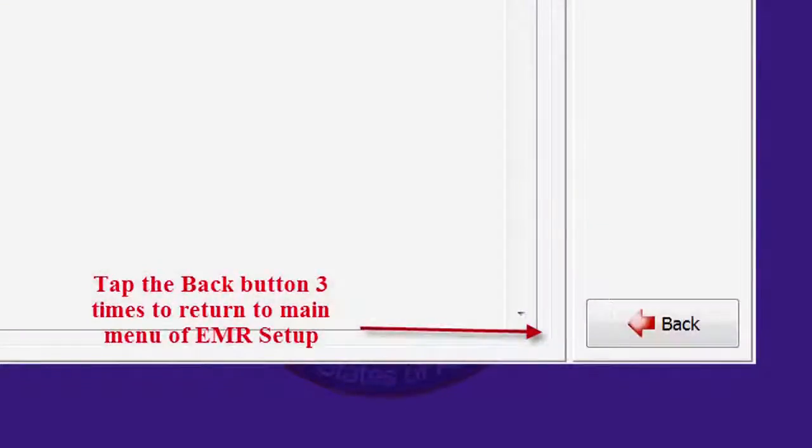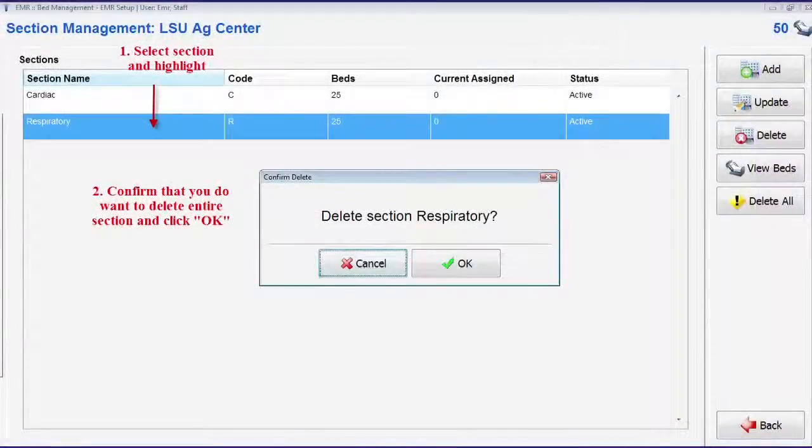If you want to entirely remove a bed, it must be deleted. Select the bed that is going to be removed and highlight it. Tap on the delete button to remove it. Tap the back button to return to the section management screen. To disable an entire section, select the section from the list on the section management screen by highlighting it. Tap on the update button. The update section screen is now opened.